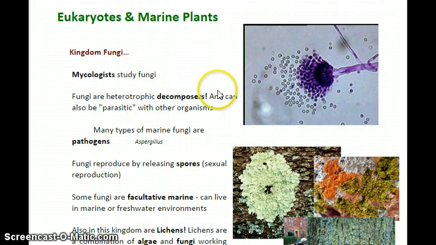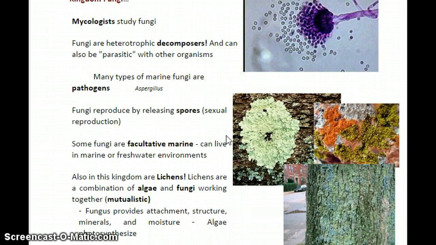Fungi's niche is that they are heterotrophic decomposers. Fungi cannot photosynthesize, they have to eat, and they do that by decomposing. They can also be parasitic with other organisms. Some of them can be pathogenic, so they can do harm. They can also have a symbiotic relationship with other organisms like algae.